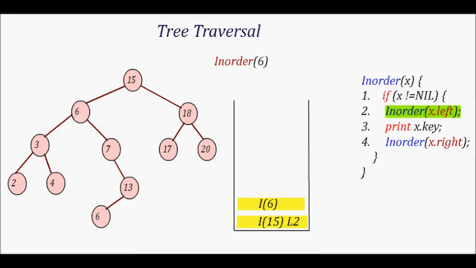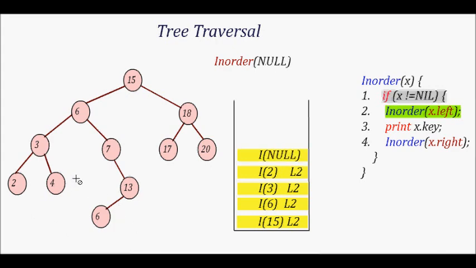Okay, next let's see. From I6 again, this node 6 is not null, so it calls in order x left, which calls I3, the node 3, and it is at L2. So I'm storing which function was called and at which line it called some other function. Now it calls I2. Okay, so I2 is called and I3 also stopped at line number 2, so in order x left. I2, the node 2, was the left child of node 3, as can be seen.